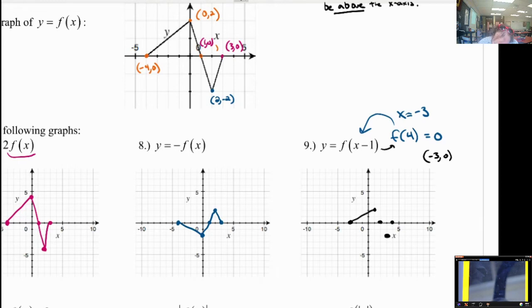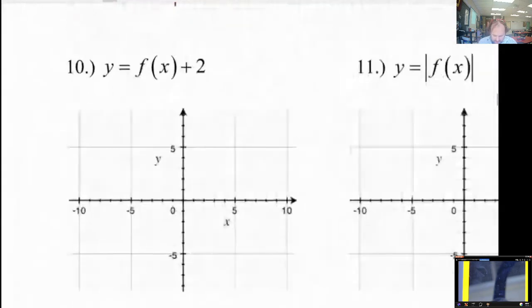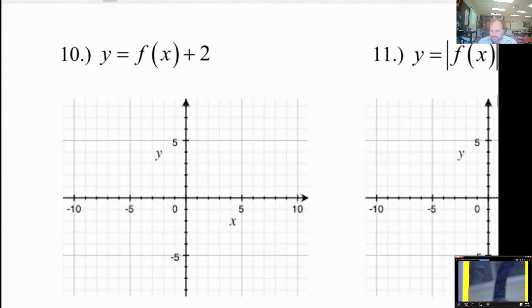So the graph looks pretty much exactly the same as the graph before it, only everything's been moved 1 space to the right. Number 10 is going to take our key graph and move all of these numbers 2 spaces up. So we take the example graph from before, and we're going to move it up 2 spaces.